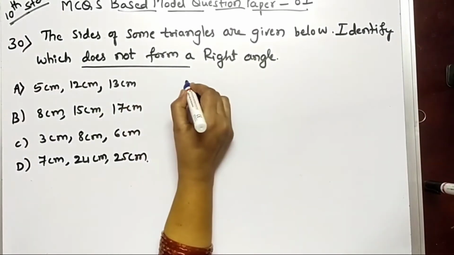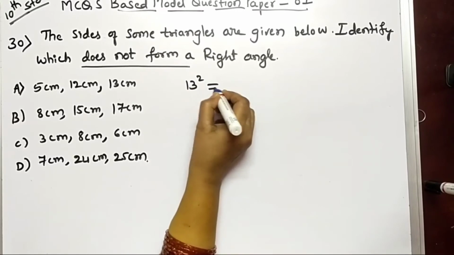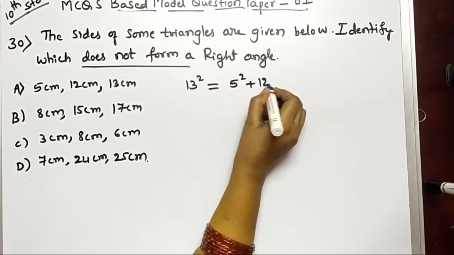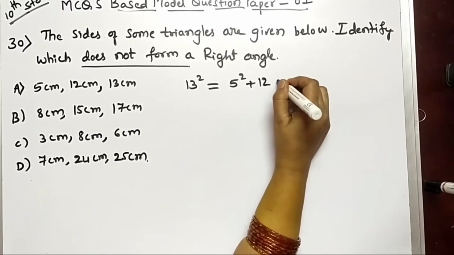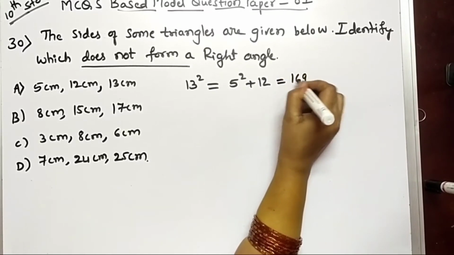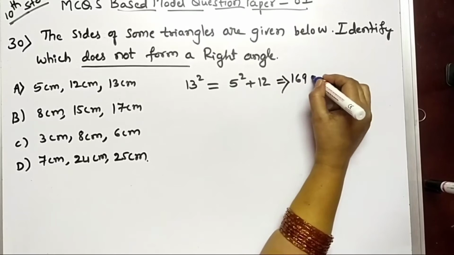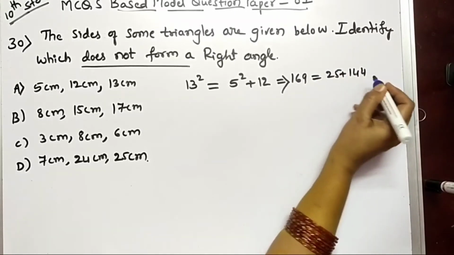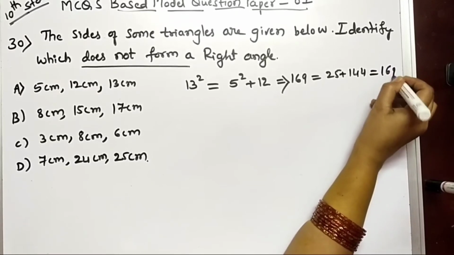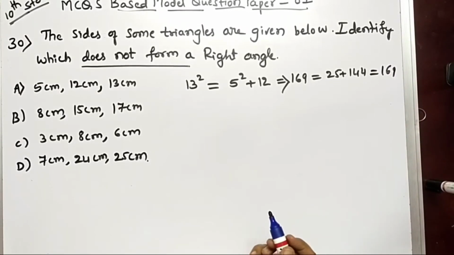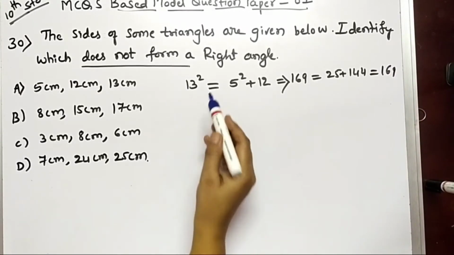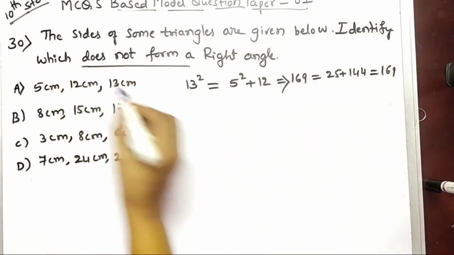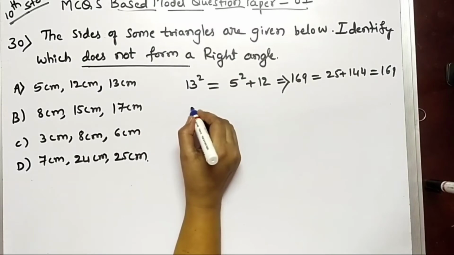So 13 square is equal to 5 square plus 12 square. 13 square is 169, which is equal to 25 plus 144. That is also equal to 169. Yes, this is the condition for a right angle triangle. So it's satisfied. But we want the one that does not form. So next, the second one.